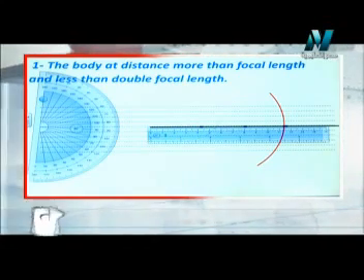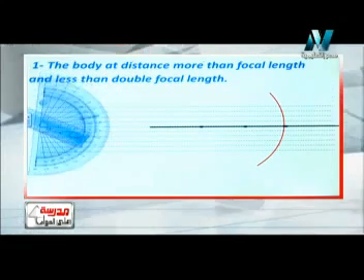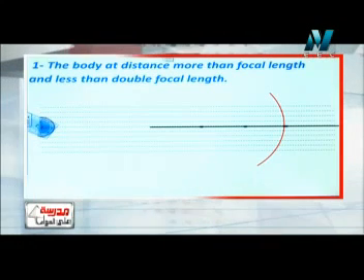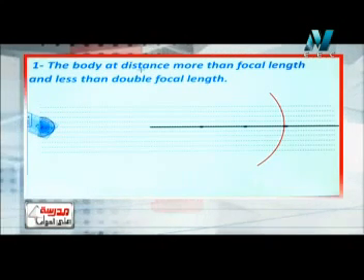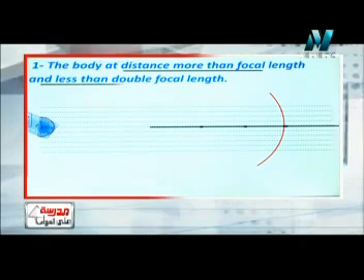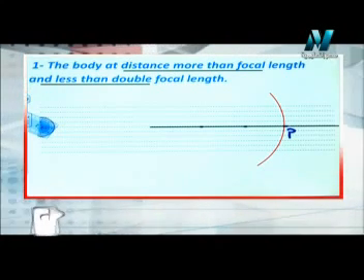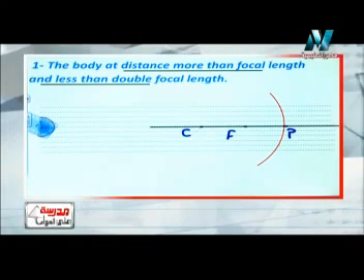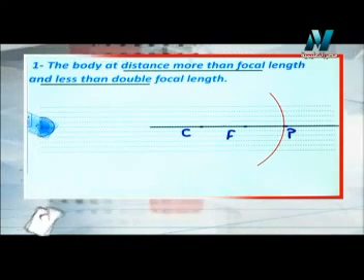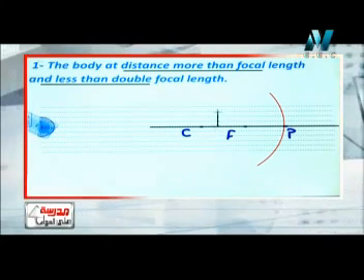Okay, then we remove the ruler. We don't need the ruler anymore. Now we need the object at a distance more than focal length but less than double focal length. So here we have P, F and C. Object at distance more than focal length but less than double focal length, so the object is between F and C here.